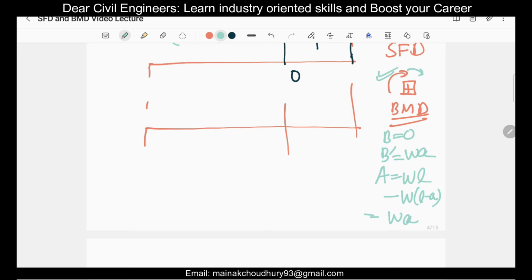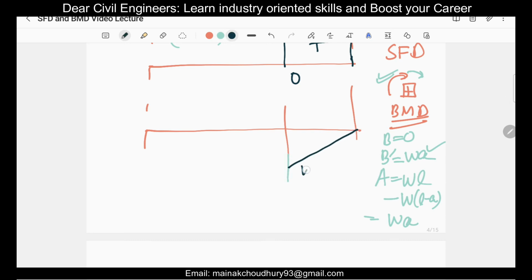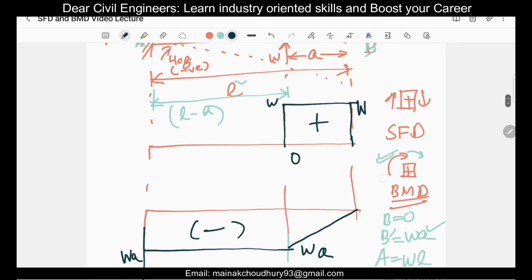Okay, WA. So this is at B dash. Since there is hogging, it is negative, so it is WA, and here also it is WA, so it will be like this, WA hogging negative. So this is the bending moment diagram for this.